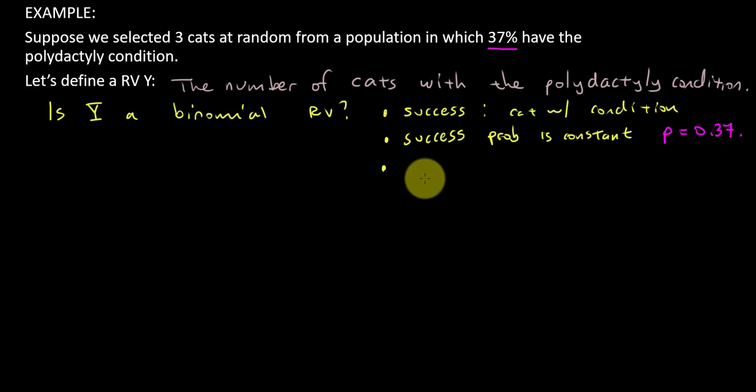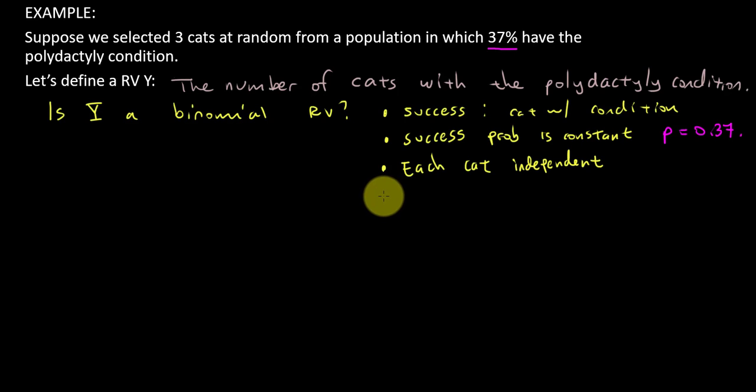Next, are the trials independent? Here, each of the 3 cats would be different trials. And since they are randomly chosen, we will assume that the outcome of whether or not a cat has the condition or not is considered independent. So I'll just write each cat independent. As a genetic trait, if we were only sampling cats from a certain family line, then that may be violated.